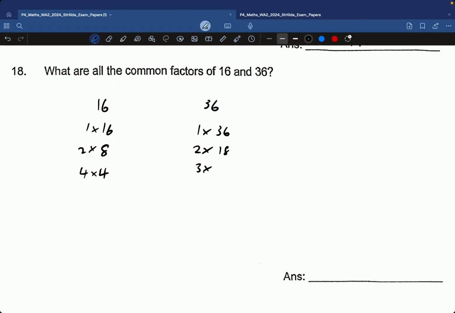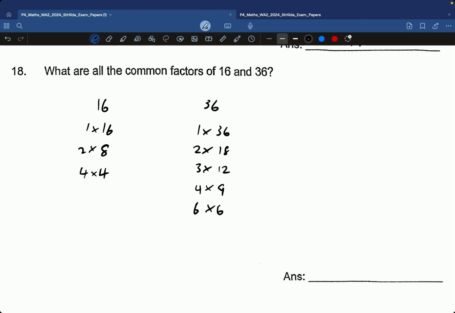3 times what will give us 36? 12. 4 times what will give us 36? 9. 5 cannot, so 36 divided by 5 cannot. And then 6 times 6 will give us 36. Okay, that's about it. All right.